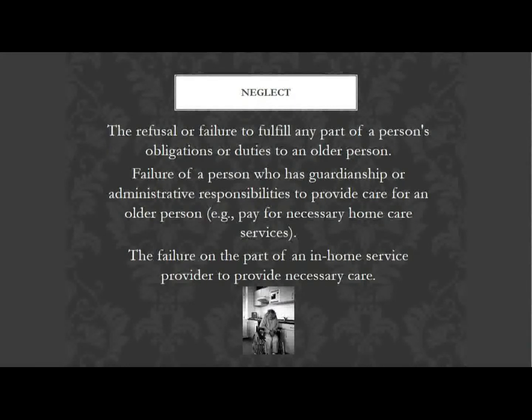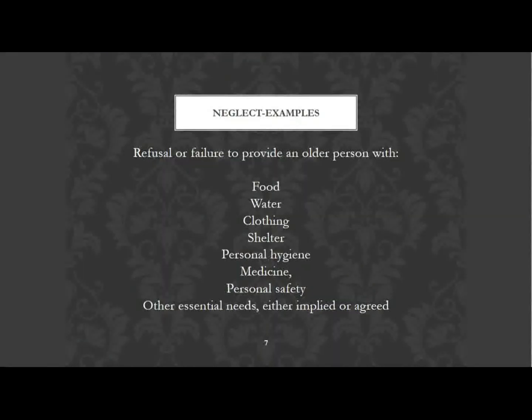Failure on the part of an in-home service provider to provide necessary care. Caregivers, you are there to provide the necessary care for the persons, and you're not doing what you're supposed to do. So that is also neglect, a form of abuse. Some examples: refusal or failure to provide an older person with food, water, clothing, shelter, personal hygiene, medicine, personal safety, and other essential needs, either implied or agreed. So these are some of the ways you can neglect the older person.